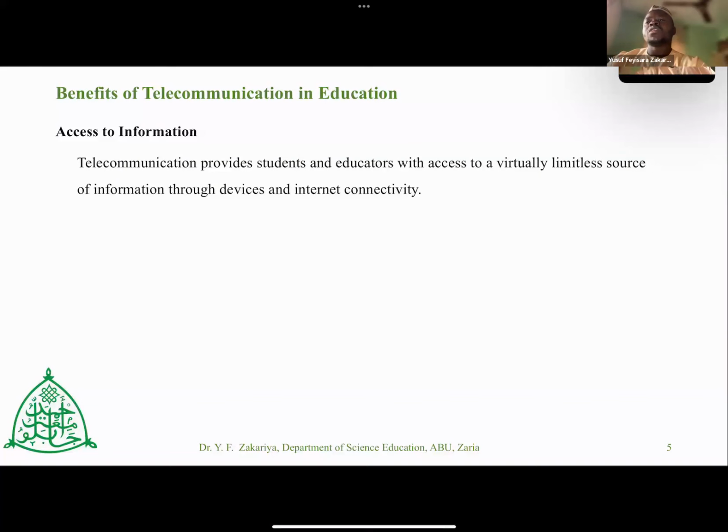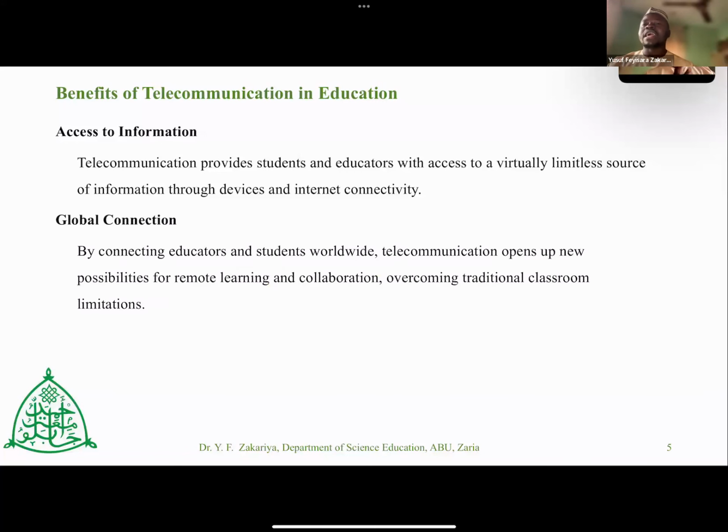I said, benefits of telecommunication in education. We reap a lot of benefits, okay, when we engage in these tools for teaching and learning. The very first thing we have is access to a vast amount of information. Telecommunication provides students and educators with access to a virtually limitless source of information through devices like the internet and stuff like that. And in fact, with the coming of AI now, it is a boom of access to a vast amount of information.